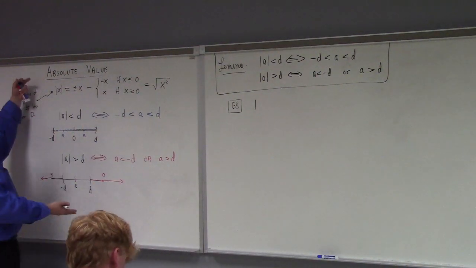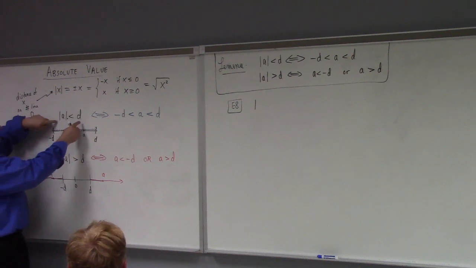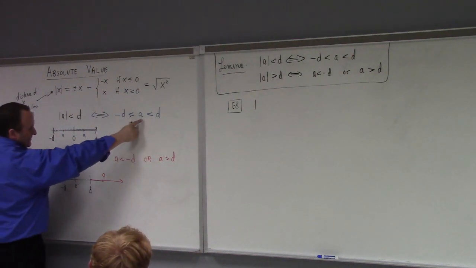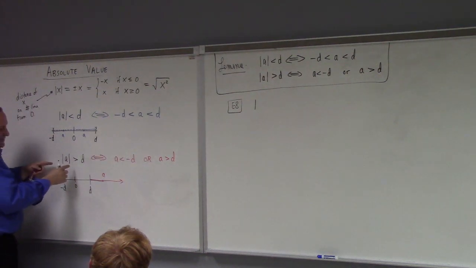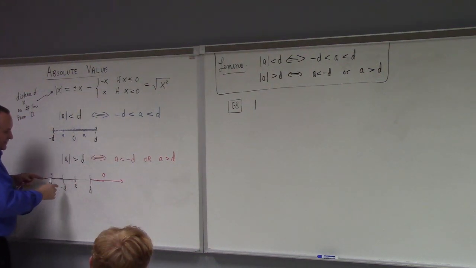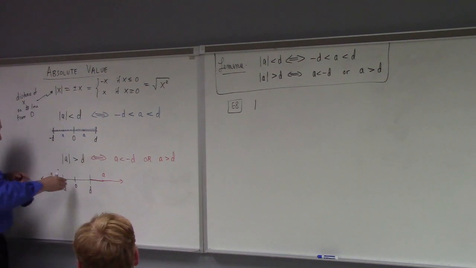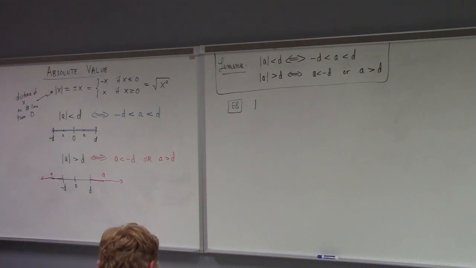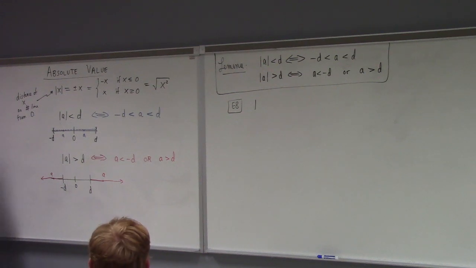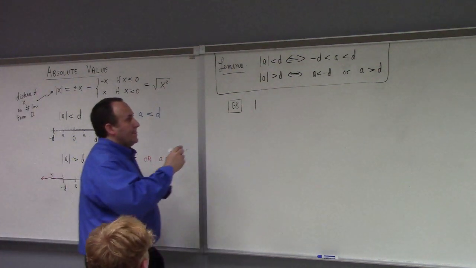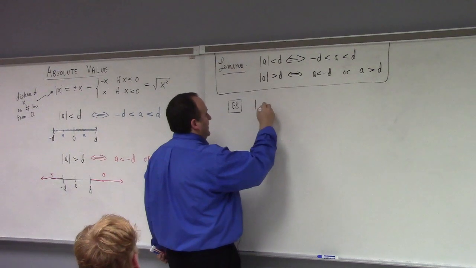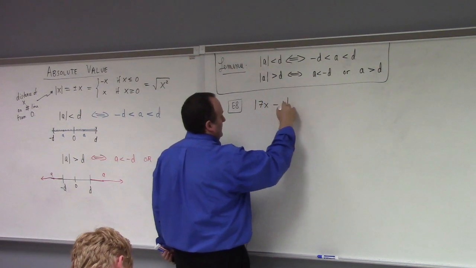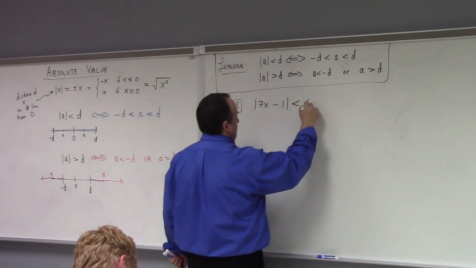This is what I just was talking about. If you're closer than D, you're between plus or minus D on the number line, which is this condition for A. If you're distance more than D from the origin, that means you're either before minus D or after D, which means you've got these conditions on A. So let's apply this idea to an example. What if we're up against, I don't know, 7x minus 1 absolute value less than 10?